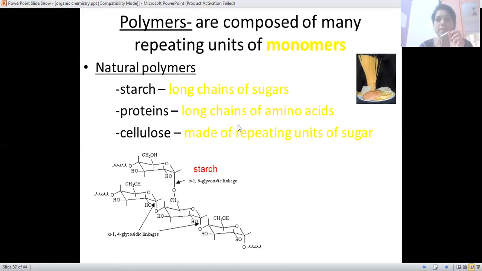When the monomers are linked to each other, they form the first monomer, the second monomer, then the third monomer, and the fourth monomer. We also see that they have individual linkages to each other. These are the alpha 1,4 glycosidic linkages. Cellulose is made up of repetitive units of sugar. Protein is made up of repetitive units of amino acids. Starch is a repetitive unit of sugars.